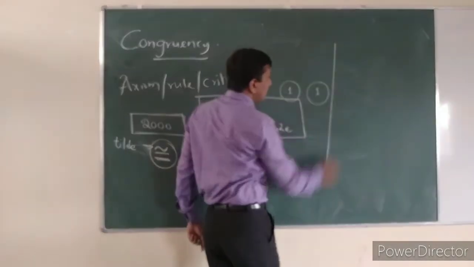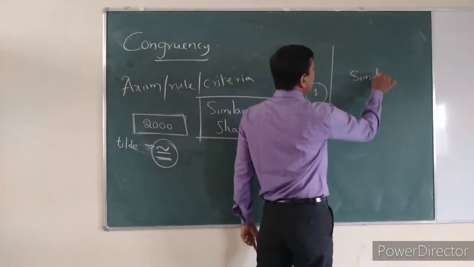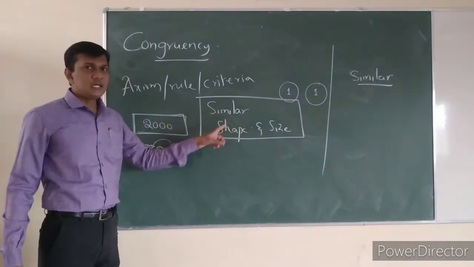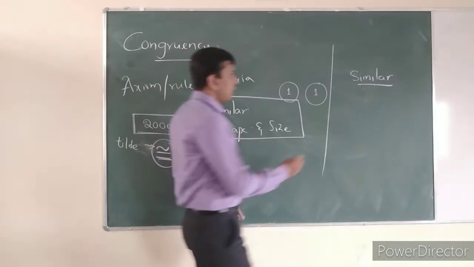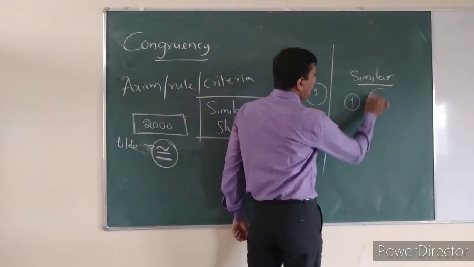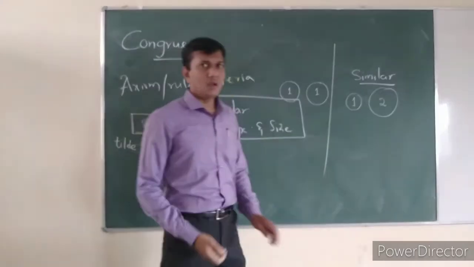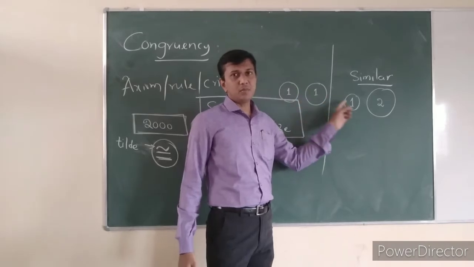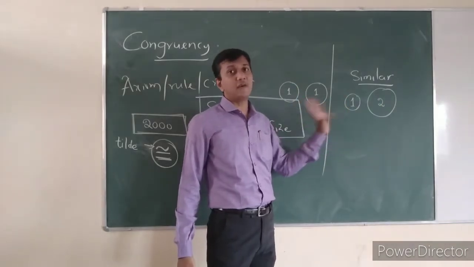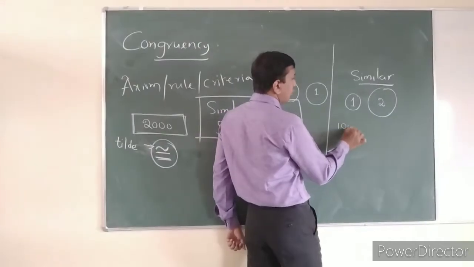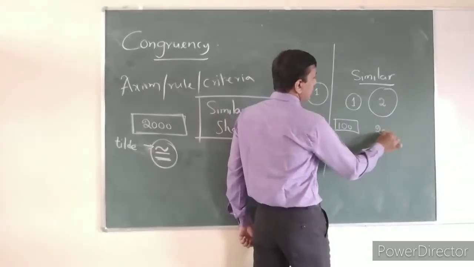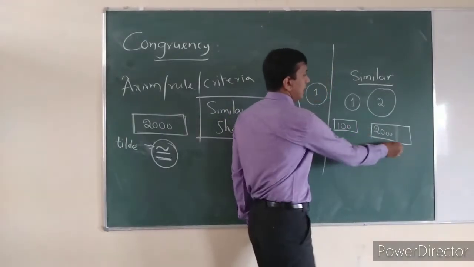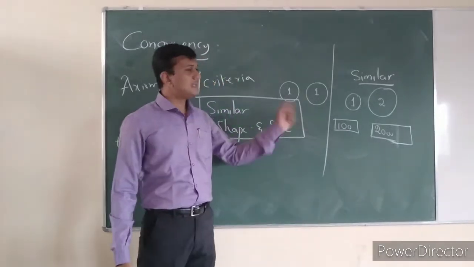There is another type of figures called similar figures: similar in shape but different in size. If you take a 1 rupee coin and a 2 rupee coin, are they similar in shape? Yes, both are circular in shape, but size wise they are different. If you take a 100 rupee note and a 2000 rupee note, do they have the same shape? Yes, they have the same shape, but the size is different.